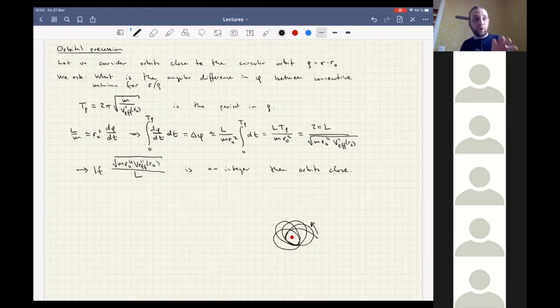Okay, so you can almost treat it the same way, but in some limit.